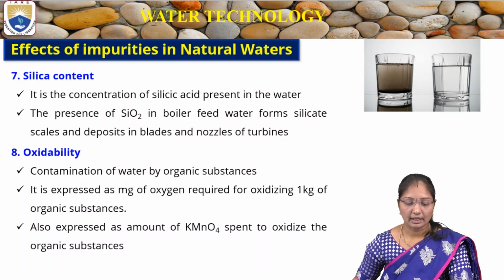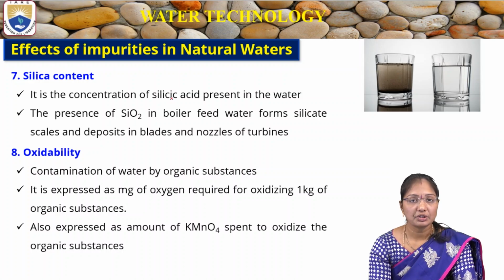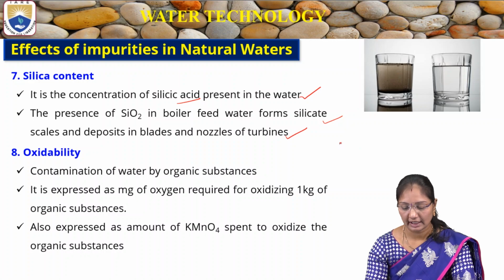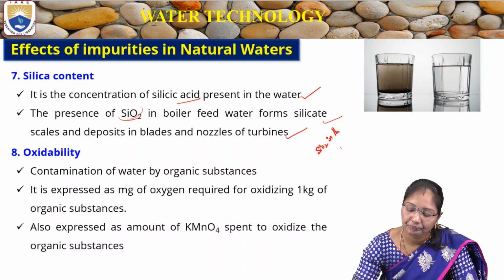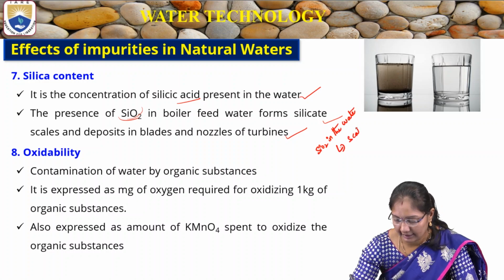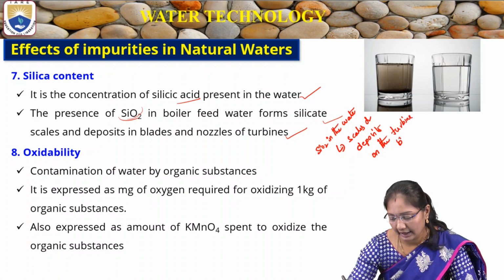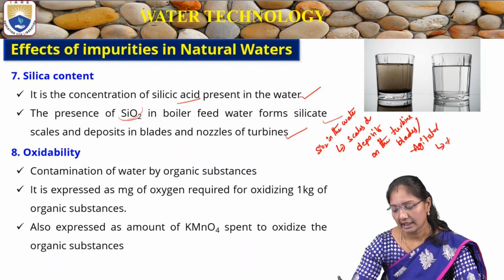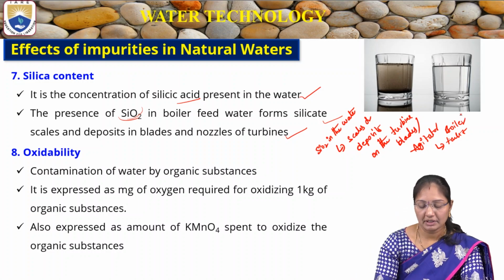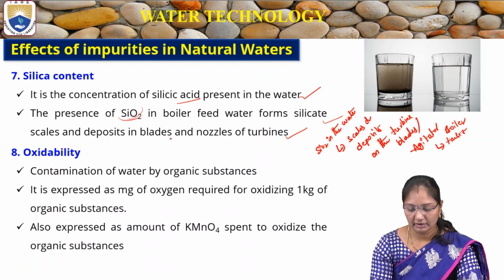The next thing is silica content. The seventh characteristic is silica content. It is the concentration of silicic acid present in the water. The presence of silicon dioxide in boiler feed water forms silicate scales and deposits on the blades and nozzles of turbines. As I told you, turbines and agitators are used in industries. The presence of more SiO2 in the water causes scales or deposits on the turbine blades or agitators which we use for mixing, or in boilers or tanks. This causes scale formation in the turbines, blades and nozzles.